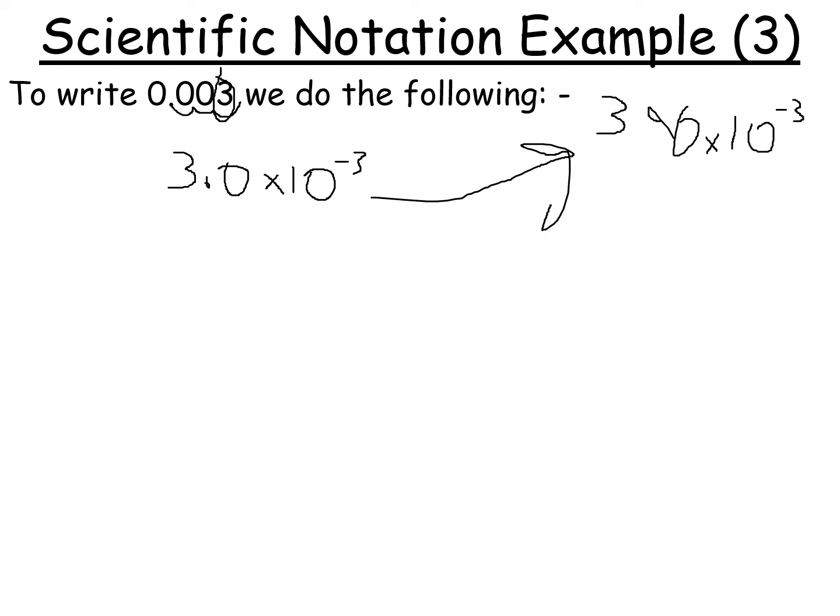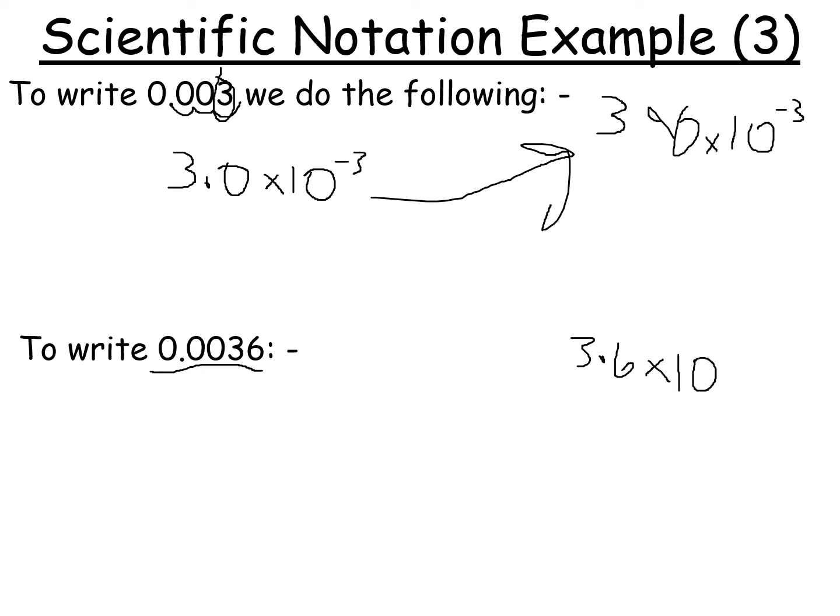Okay, next one. How do we write 0.0036 in standard form? Have a go of it yourself before watching the answer, so pause the video and try it yourself first. Okay, hopefully you got the answer 3.6 times 10 to the minus 3. If you did, give yourself a wee clap on the back. If you're not sure how we got that, I'm going to take you through it just now.